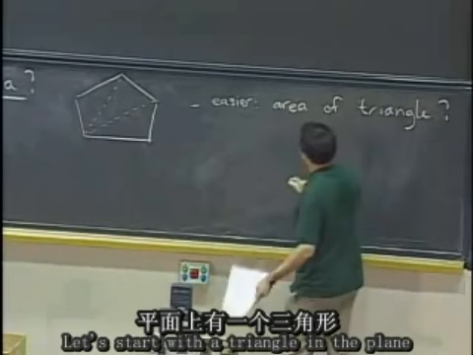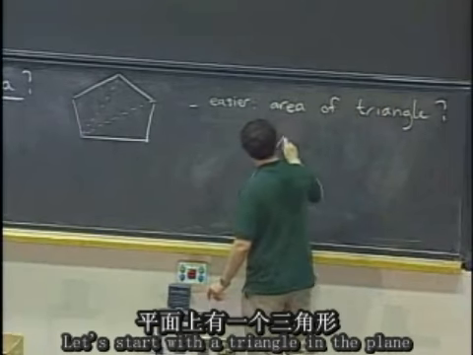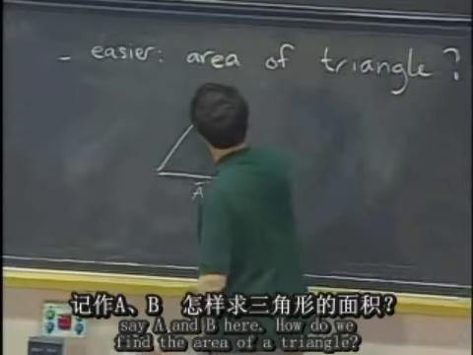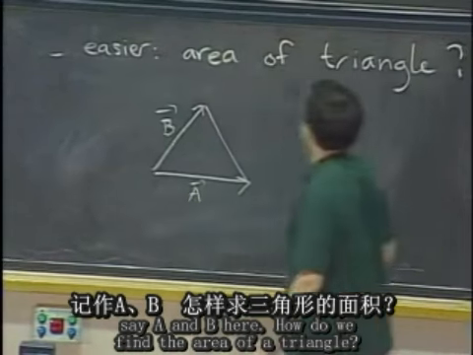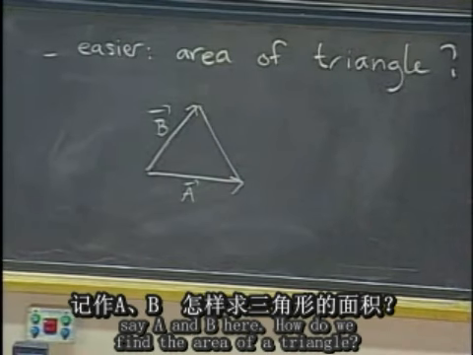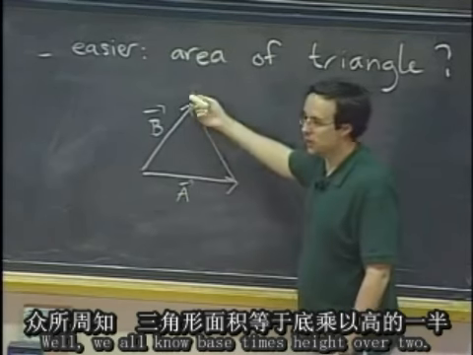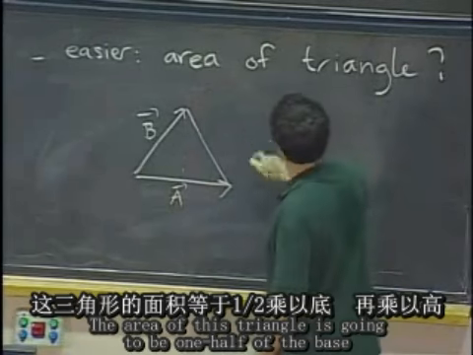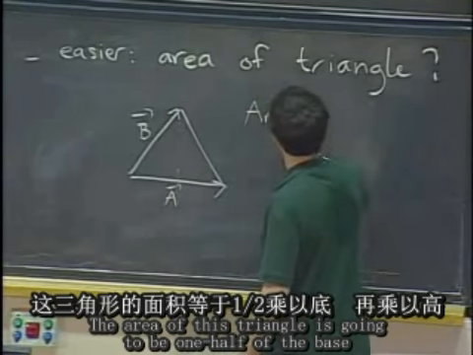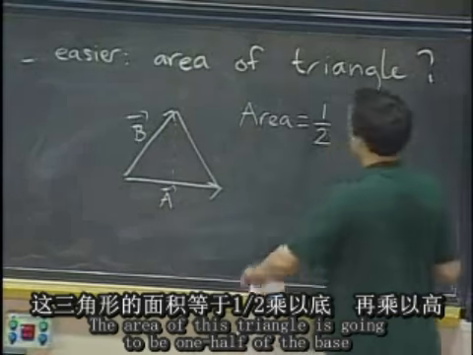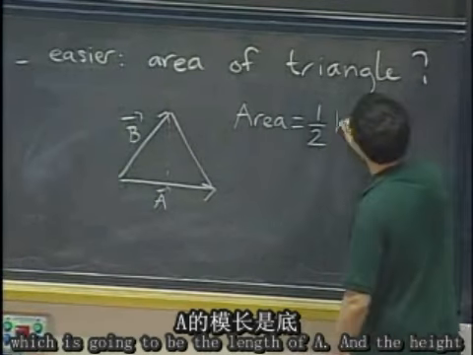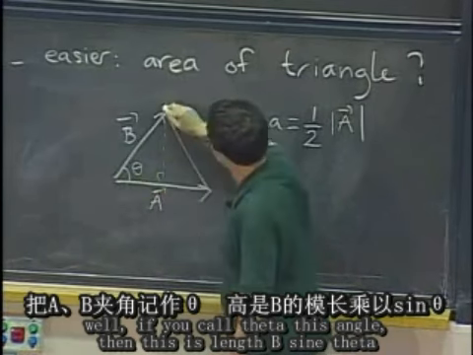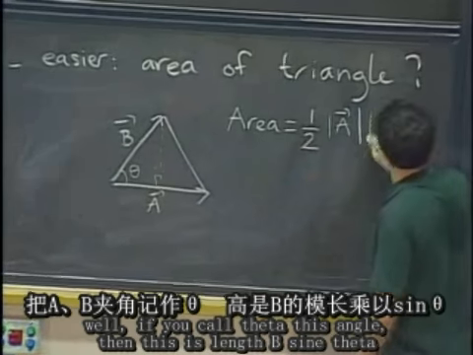So let's start with a triangle in the plane. And, well, then we need 2 vectors to describe it. Say A and B here. How do we find the area of a triangle? Well, we all know base times height over 2. So what's the base? What's the height? Well, so the area of this triangle is going to be 1/2 of the base, which is going to be the length of A, and the height, well, if you call theta this angle, then this is length B sine theta.